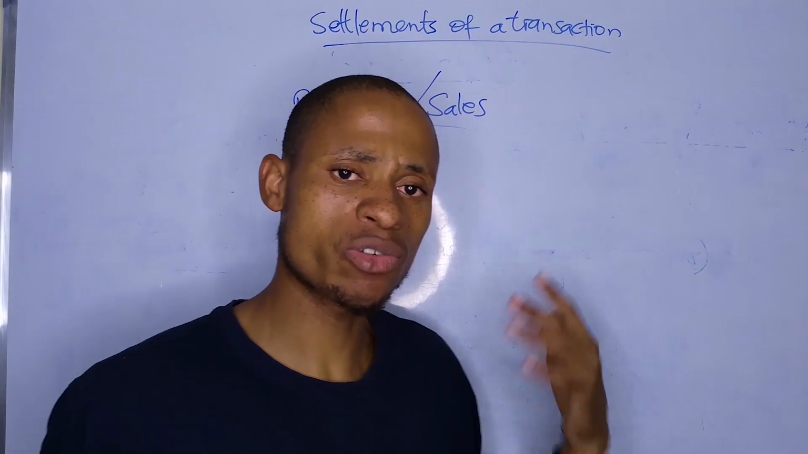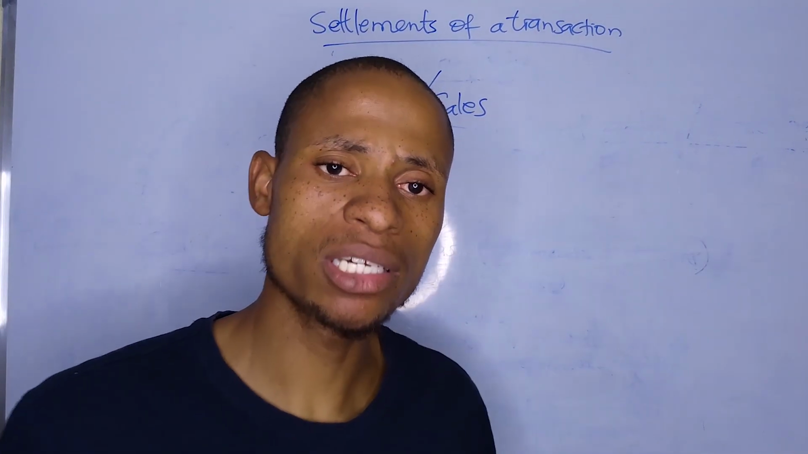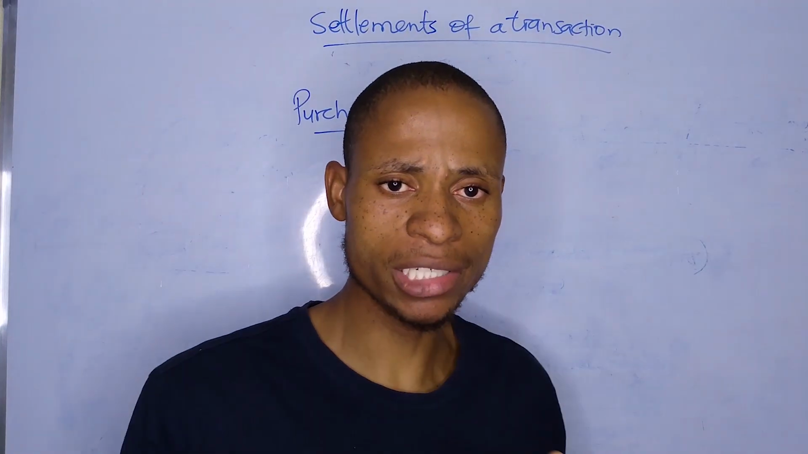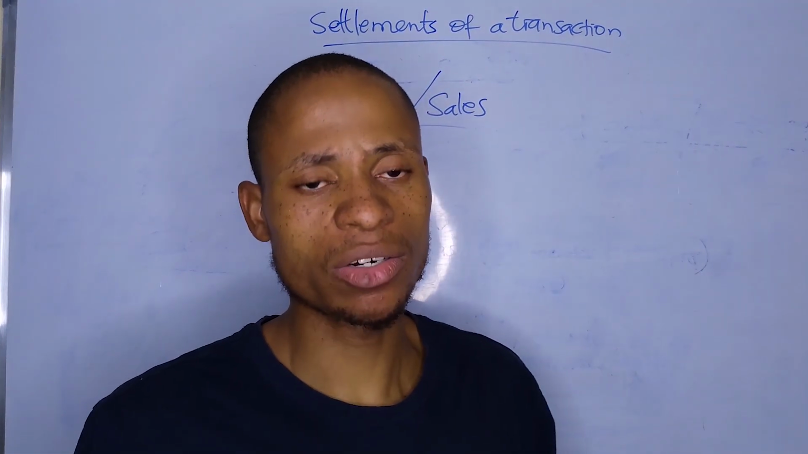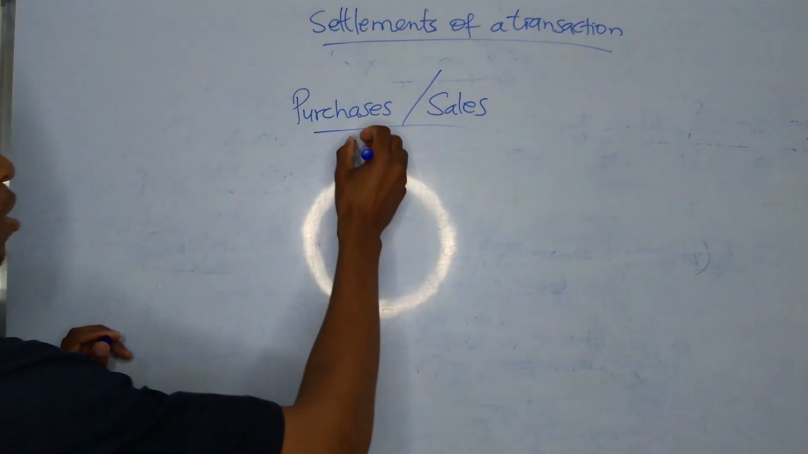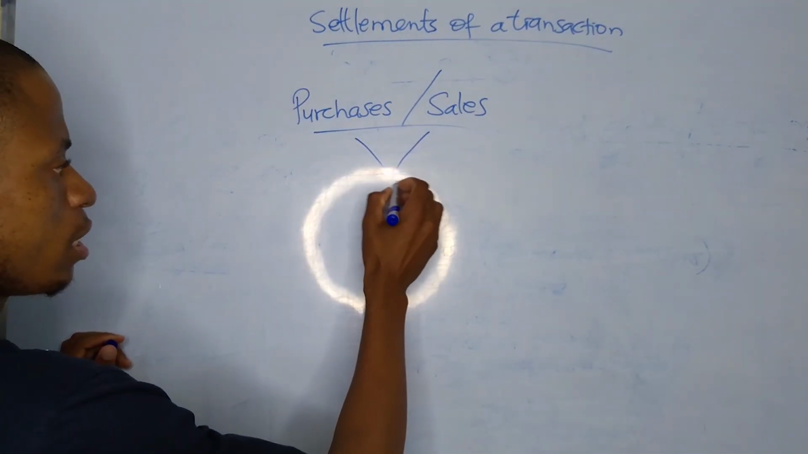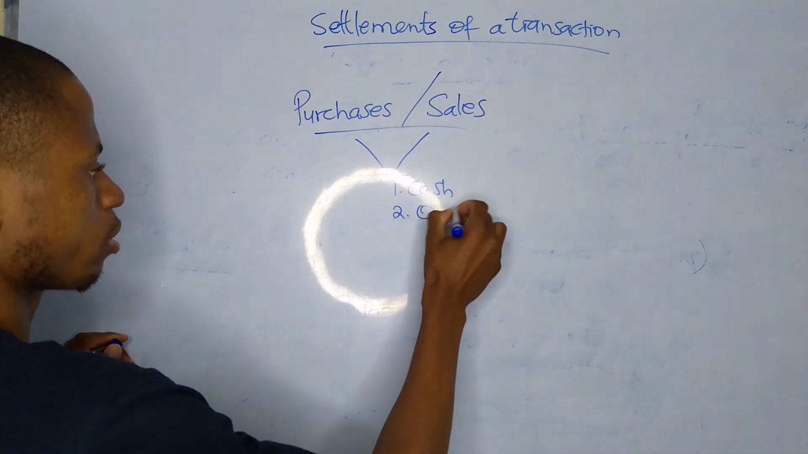So these transactions can only be settled in two ways. A purchase can be made on cash or on credit, or a sale on cash or on credit. So those are the two settlements of a transaction. These can be made in two ways: one, on cash; two, on credit.